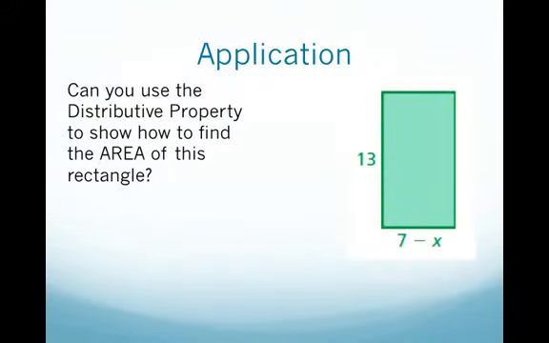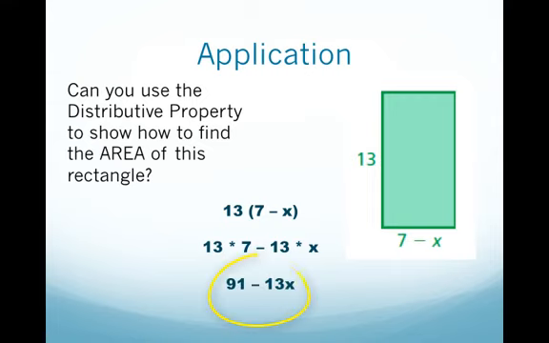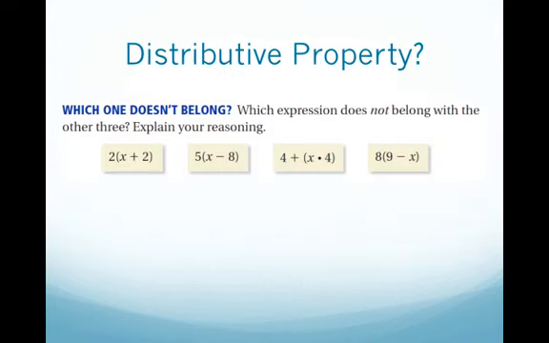Here's another example of an application. This is a problem to show you that this still works if our expression has subtraction in it. And again, we're going to do length times width, and we'll have 13 times 7 minus x. So we're going to distribute the 13 to the 7, and then the 13 to the minus x. If we simplify a little bit further, 13 times 7 and 13 times x, we end up with 91 minus 13x.